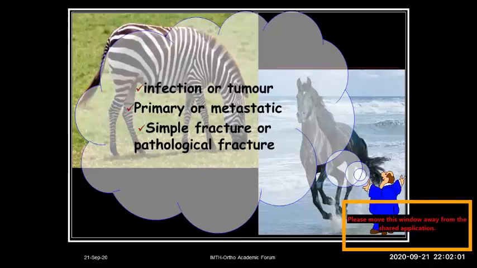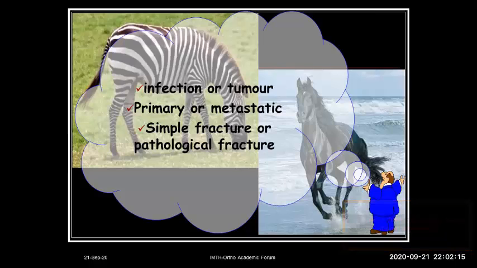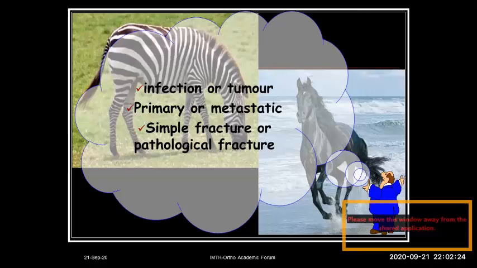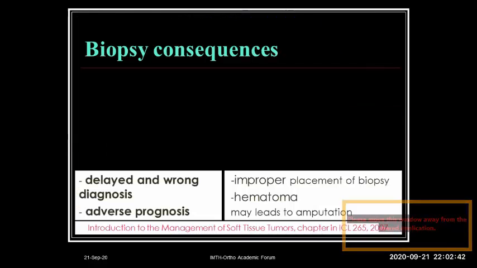You don't need to assume. You have to go on a solid basis. So you can differentiate by biopsy whether you can say solidly this is infection, and then you can do whatever you want to do. But if it is proved as Ewing sarcoma, then you need to do something according to the guidelines. You could differentiate between horses and zebra, primary or metastatic, simple fracture or pathological fracture. So biopsy will help us to have a solid diagnosis.